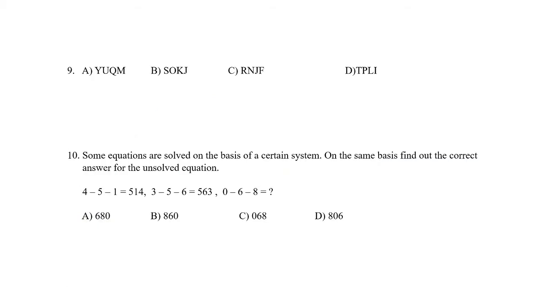Ninth question, which is the odd man out: Y 25, U 21, Q 17, M 13, S 19, O 15, K 11, J 10, R 18, N 14, J 10, F 6. Here T is the 20th, P is the 16th letter, L is the 12th letter, and I is the 9th letter. These are the positions of letters in the options.